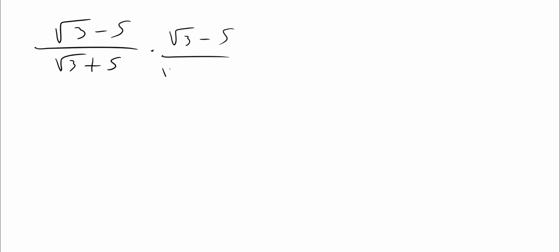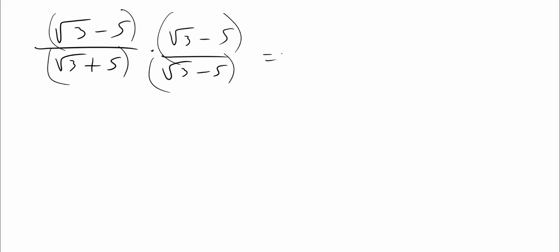I'm going to do root 3 minus 5 over root 3 plus 5. It's another one off your worksheet. Okay, multiply by the conjugate of the bottom, so root 3 minus 5 over root 3 minus 5. Okay, so let's FOIL. A lot of foiling. So the top gives us root 3 times root 3 is 3 minus 5 root 3 minus another 5 root 3 plus 25.